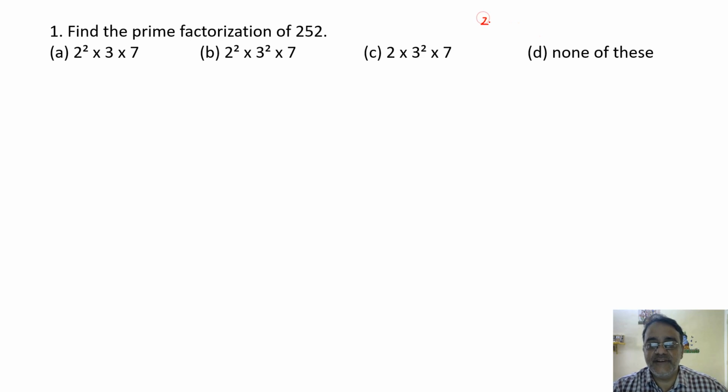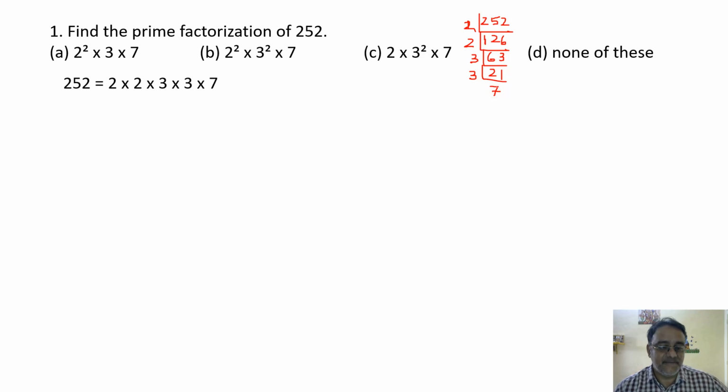252, 576, right? Now find the prime factorization of 252. So 252, first we will divide it by 2. If you divide it by 2, you will get 126. फिर 2 से डिवाइड करो, 63. Divided by 3, 21. Divided by 3, 7. So we got 2 into 2 into 3 into 3 into 7. And the powers में अगर लिखें तो 2 to the power 2 into 3 to the power 2 into 7. So which option is the correct one? Option B, right?